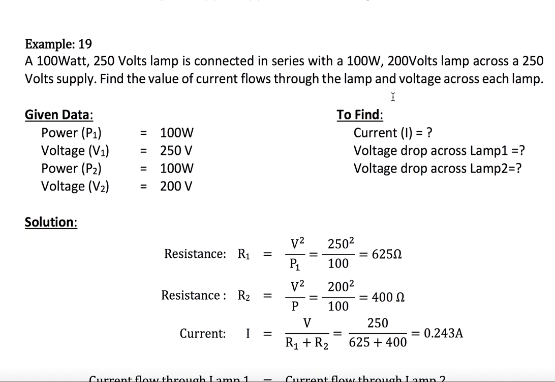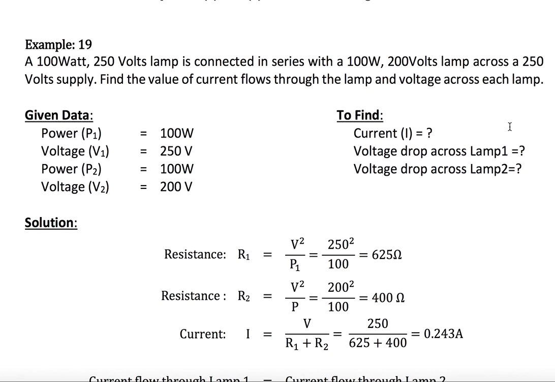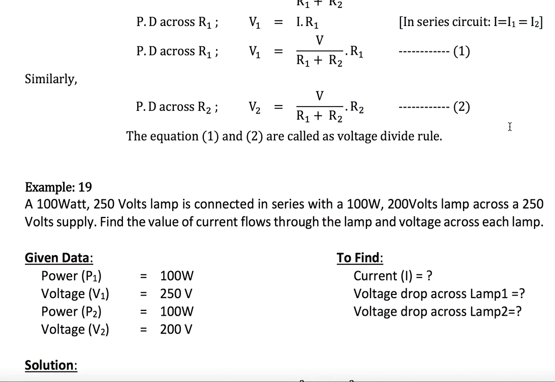Alright, let's see some example problems. A 100 watt 250 volt lamp is connected in series with a 100 watt 200 volt lamp across a 250 volt supply. Find the value of the current that flows through the lamp and the voltage across each lamp. Two lamps are connected in series, 100 watt 250 volts and 100 watt 200 volts.